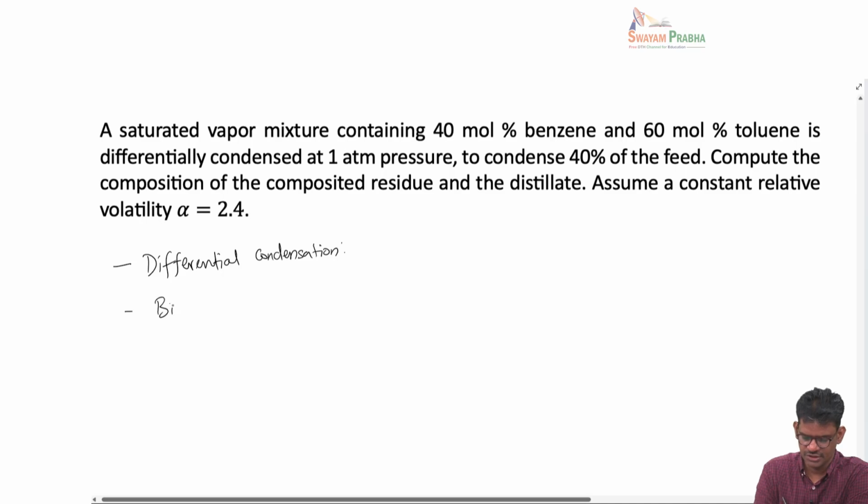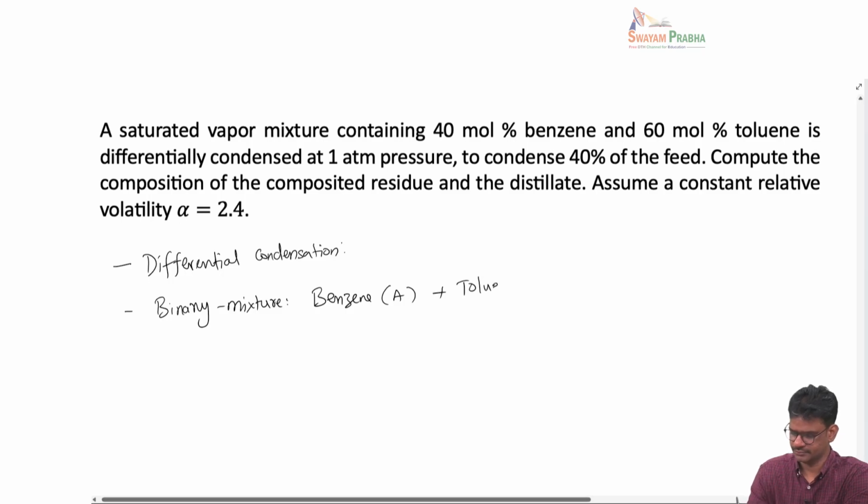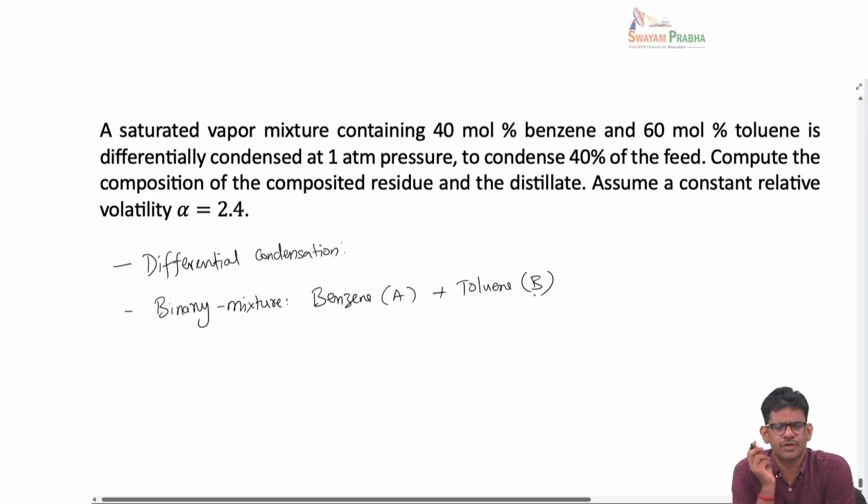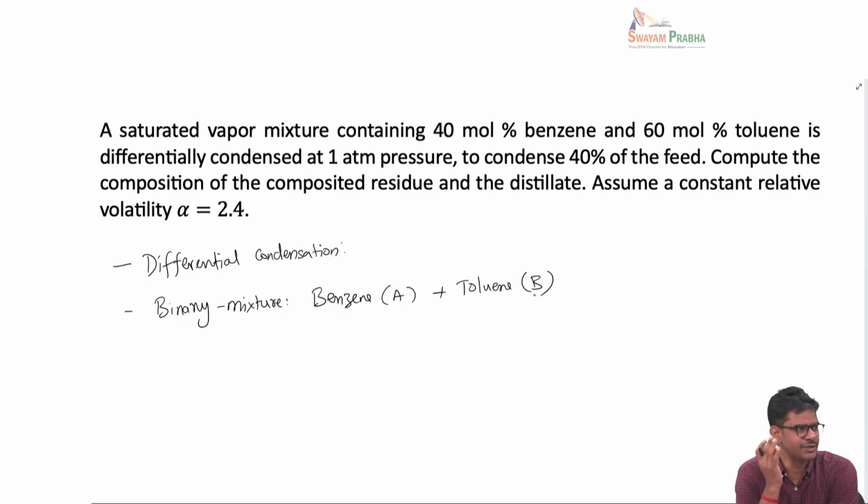So the binary mixture here is benzene and toluene. And if you do not know which one is more volatile or which one is less volatile, sometimes it's intuitive. We know about acetone, ethanol, methanol. But when you don't know which one it is, usually the first compound will be the more volatile compound.